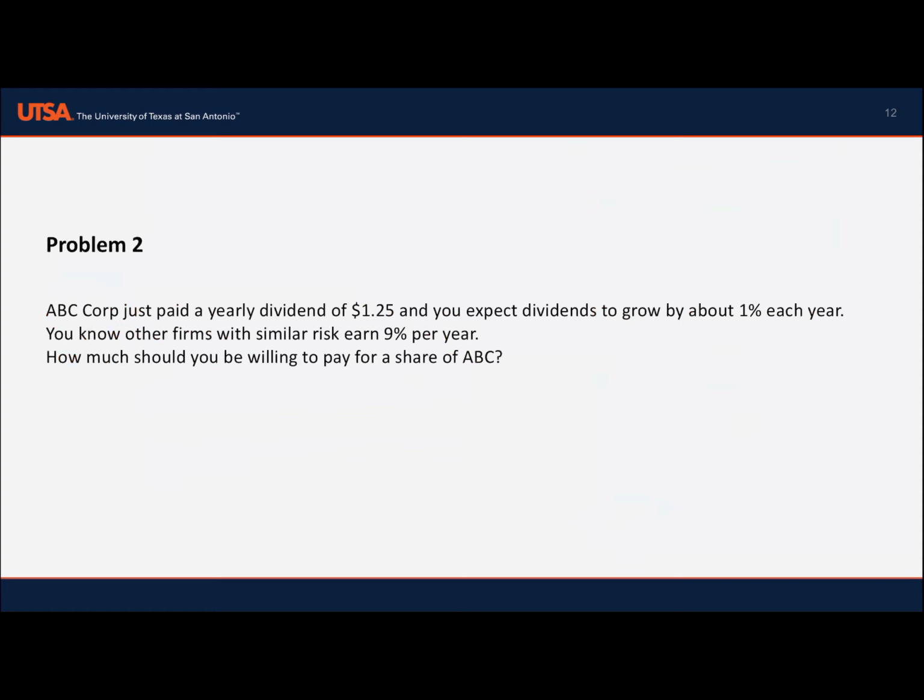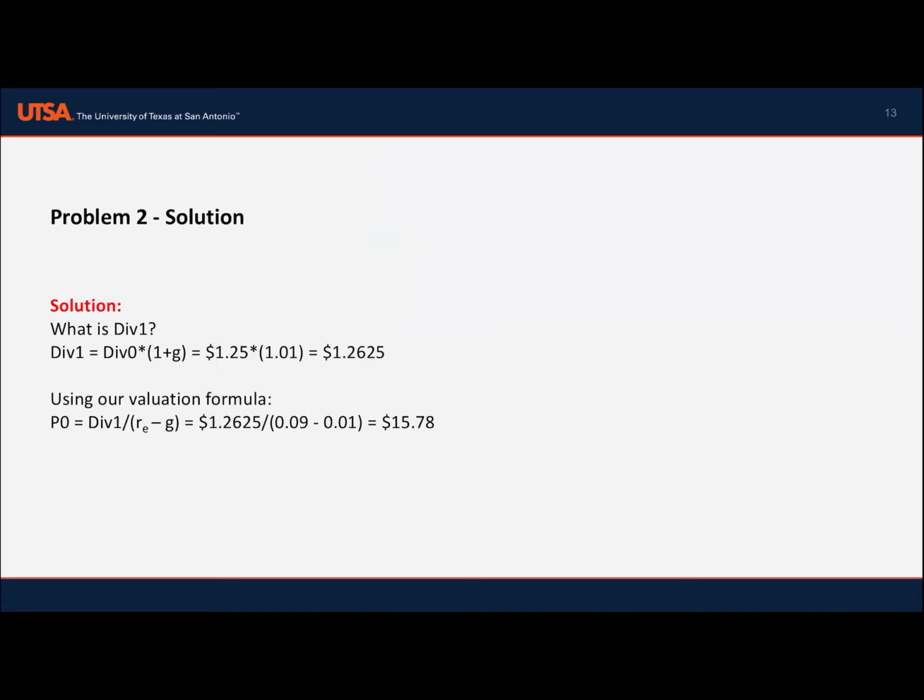Second problem: ABC Corporation just paid a yearly dividend of 1.25, and you expect dividends to grow by about 1%. Just paid is the critical part. Just paid means dividend 0 is 1.25, and the growth rate G is 0.01. Other firms with similar risk earn 9% per year. How much should you be willing to pay for a share of ABC? So what is dividend 1? The dividend paid at time 0, 1.25, multiplied by 1 plus the growth rate, gives 1.2625 at time 1.